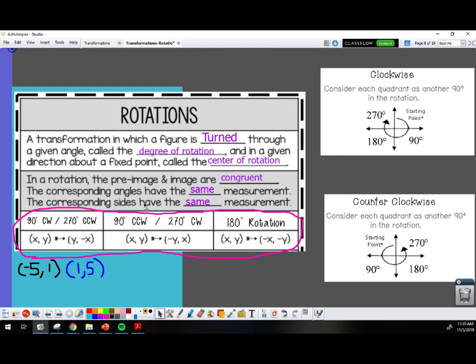And then we have 90 degrees counterclockwise is the same as 270 degrees clockwise. And our rule for that is x, y becomes opposite y, x. And then for a 180 degree rotation, we have x, y becomes opposite x, opposite y.